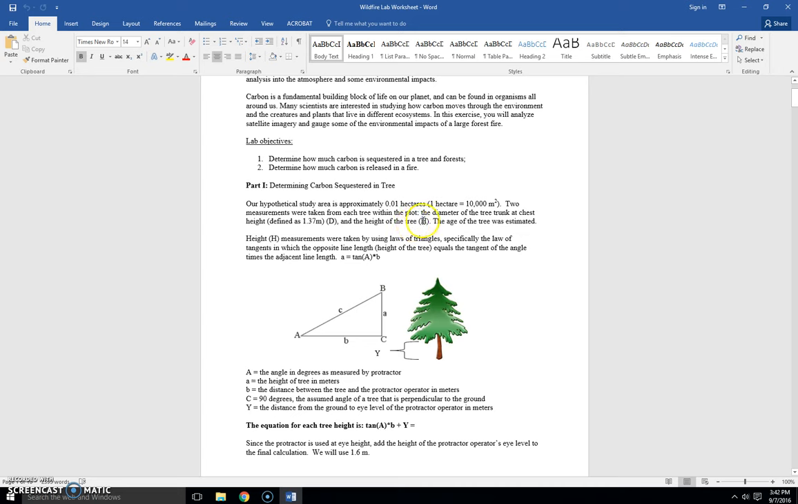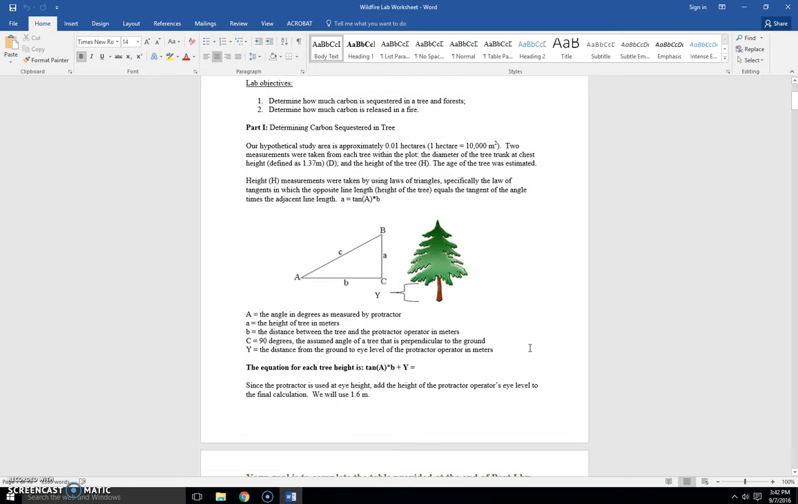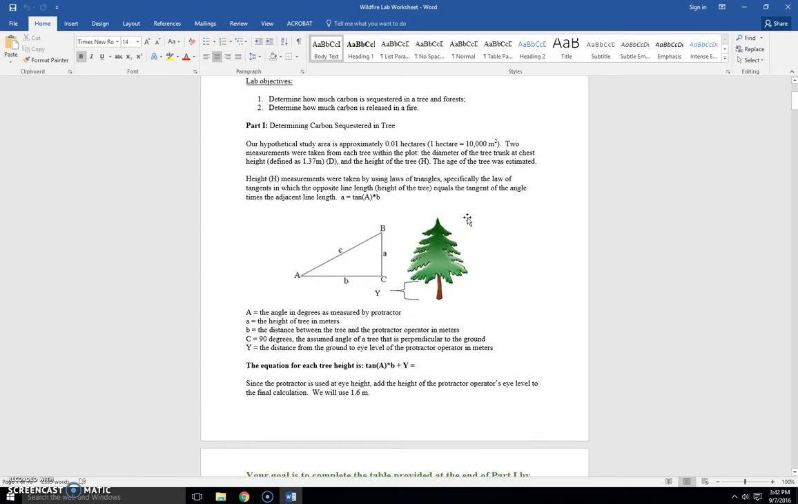And the height of the tree, I haven't given you the height, but I've given you the angle, this angle here, A, to determine the height of the tree. And so I've given you these measurements. If you want to, you can totally do your own measurements on your own in your free time. But I've just given you some hypothetical field data so that we can all get the same answers.